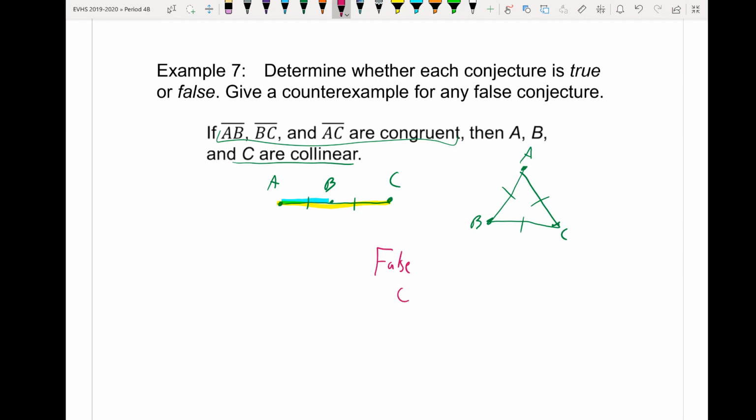And our counterexample is that A, B, and C are vertices of an equilateral triangle.